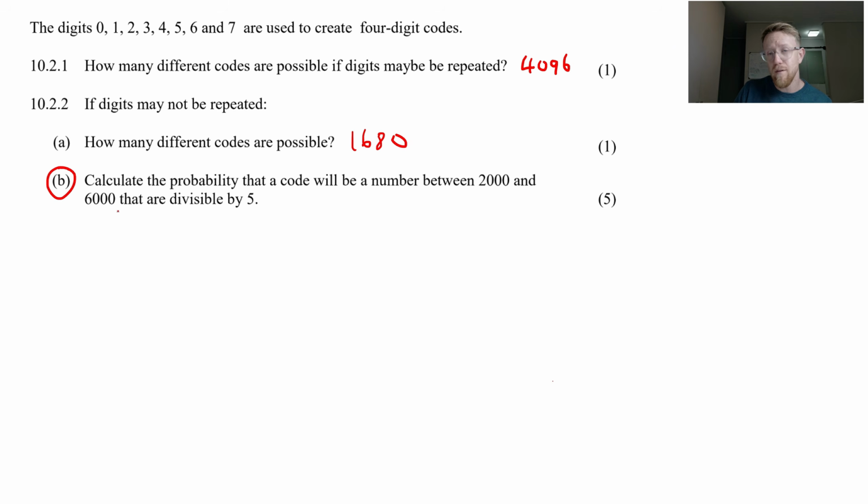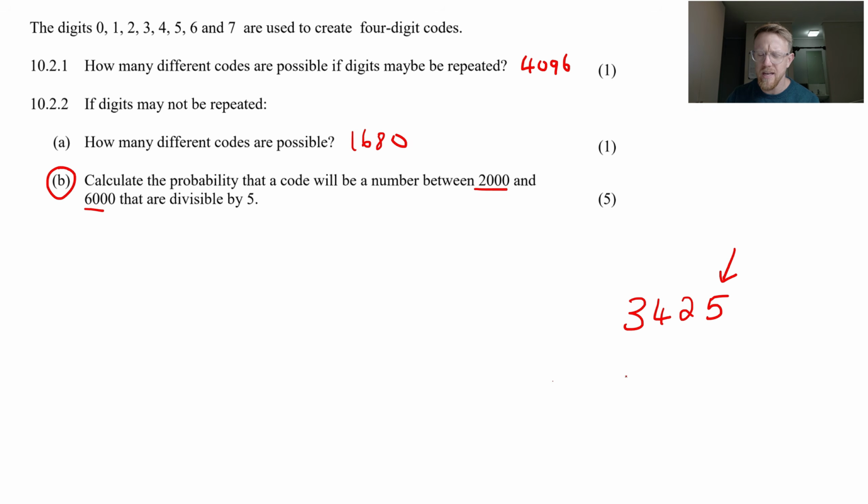This last one is for 5 marks. Calculate the probability that a code will be a number between 2,000 and 6,000 and it's divisible by 5. Okay, so what I would want you to do is just quickly make a bunch of examples for yourself that actually work. For example, the number 3,425. That one works because it's a number between 2,000 and 6,000 and it's divisible by 5. Numbers that are divisible by 5 end in a 5 or a 0, okay?